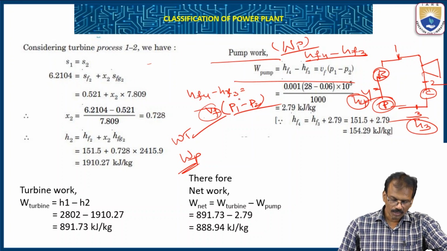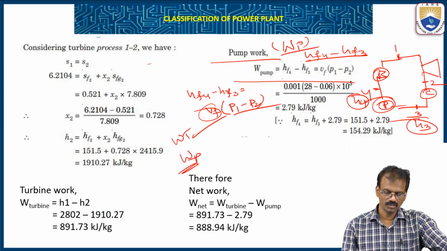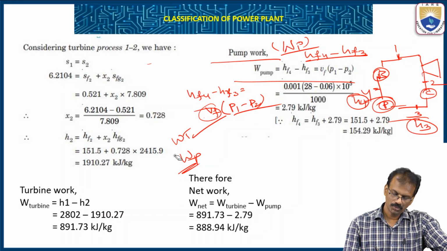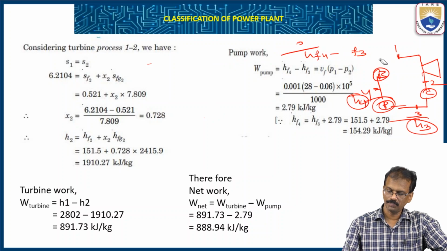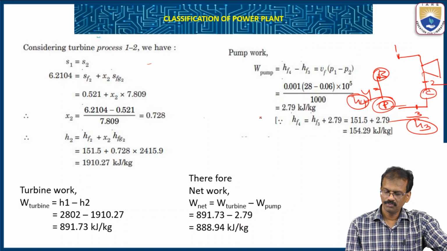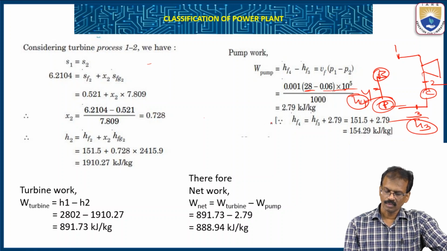So that is the given value, that is 28 bar, and the pressure 0.06. If you substitute these values in this formula, you will get the work done by pump. You know that vf is equal to 0.001, so 28 bar minus 0.006 into 10 to the power of 5 bar. Conversion of units, you know this one. If you solve this, automatically you get 2.79 kilojoule per kg.